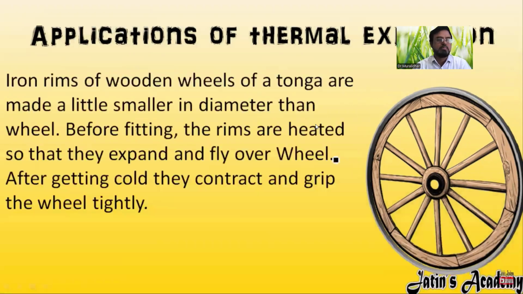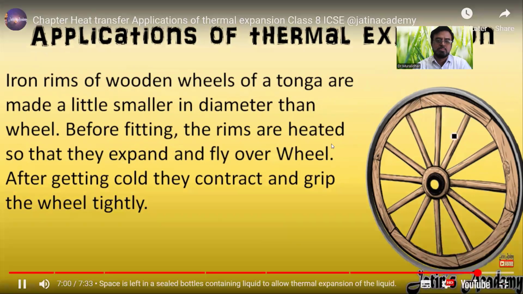So the iron rim of the wooden wheel of the Tonga is made a little smaller in diameter as compared to the wheel, because in order to fit the iron rim onto the wooden wheel, the iron rim is first heated up. Due to heating, there is an expansion in the ring. After getting cold, this iron rim can easily adjust itself onto the wooden wheel.